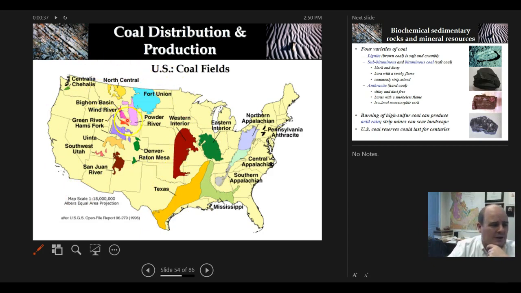And this is where we get a lot of our coal today, out here in Wyoming, because it tends to be a lot cleaner coal than the stuff in West Virginia. That has a lot more sulfur in it, so when we burn it, you get a lot more acidic rain, whereas this one here is a much cleaner coal.